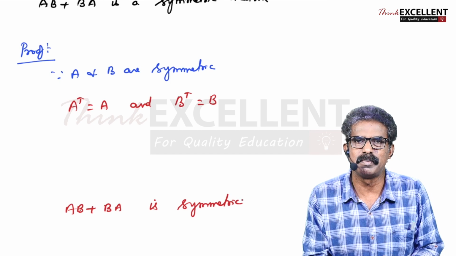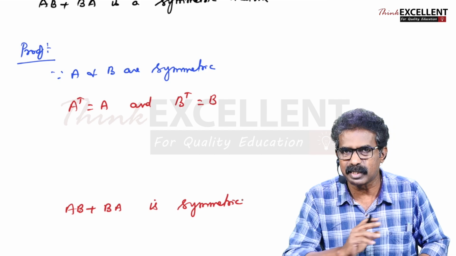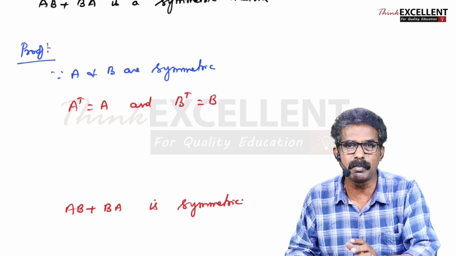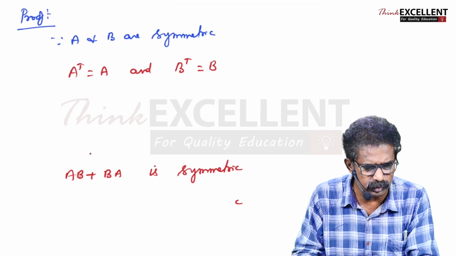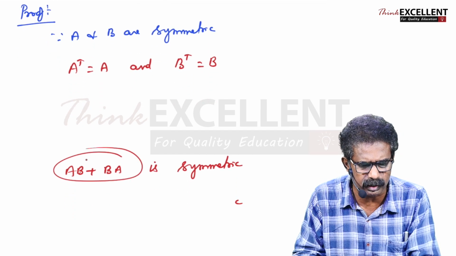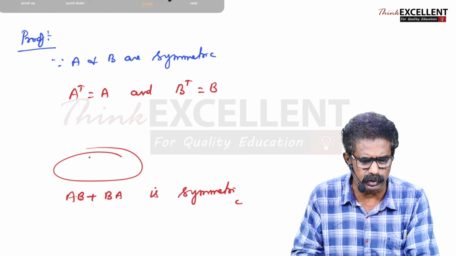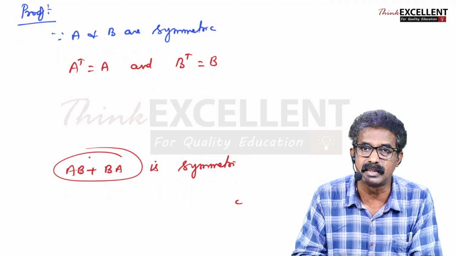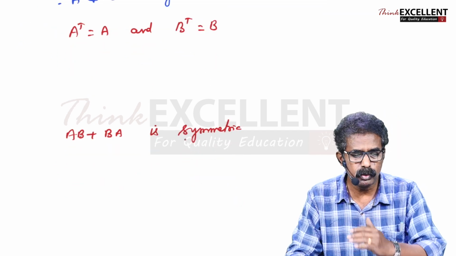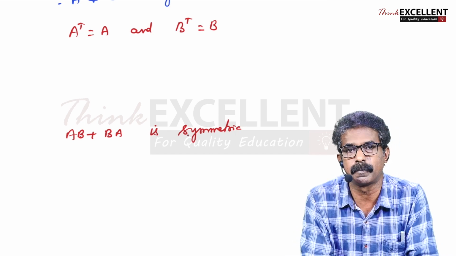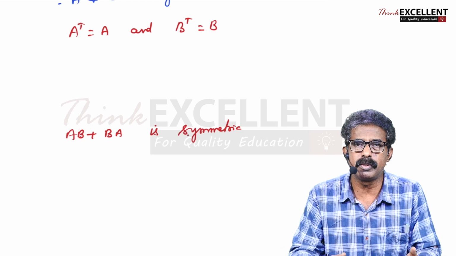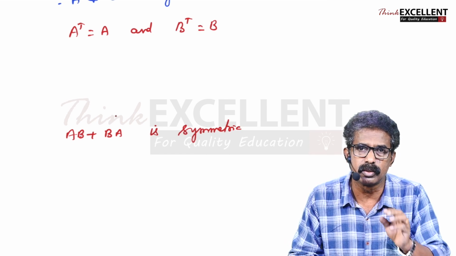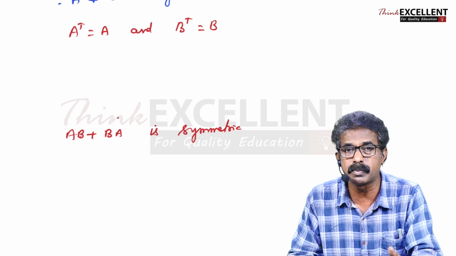What is the condition for symmetric? You take the transpose, there is no change. P is symmetric means P transpose equal to P. So whatever you have to prove, we have to prove this is symmetric, so you find its transpose. You have to get that itself, right? So we have to prove AB plus BA is symmetric. What is the condition for symmetric? You take the transpose, there is no change at all, right? To prove P is symmetric, P transpose equal to P.